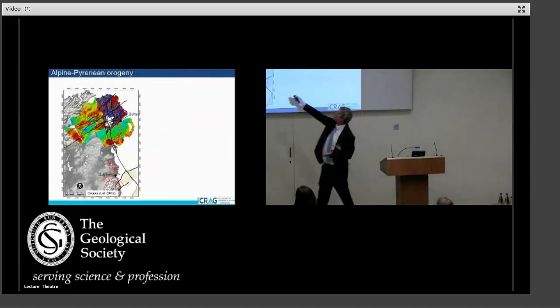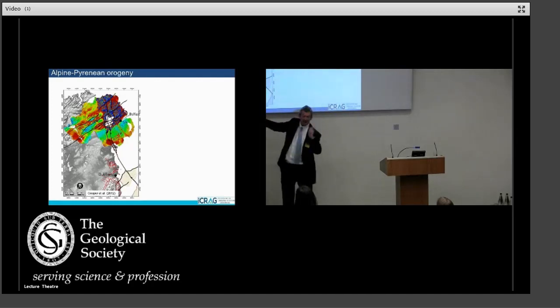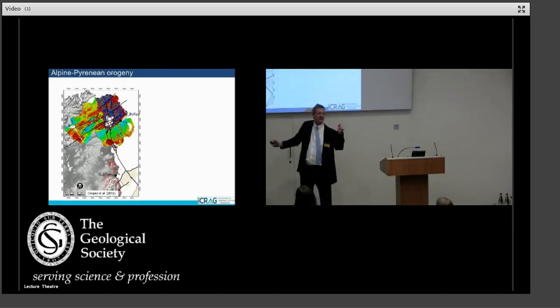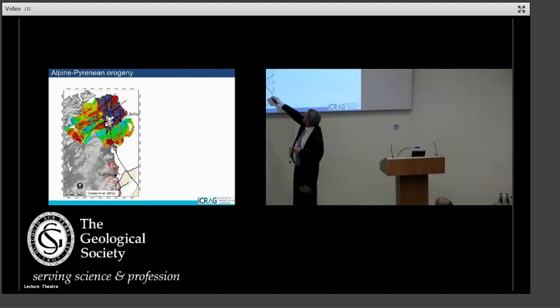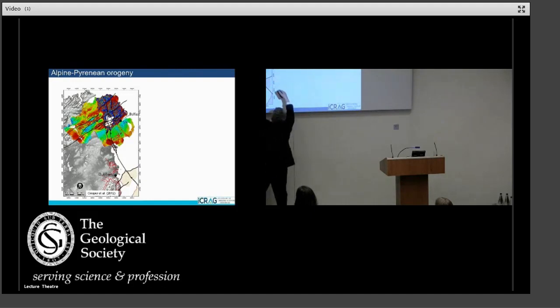And when we put them all together, what we get from the faults that we can see from this data set, they look like a conjugate pair. They look like the sorts of things you see in your first year experiments. This has moved dextrally, that sense, and this has moved sinistrally.